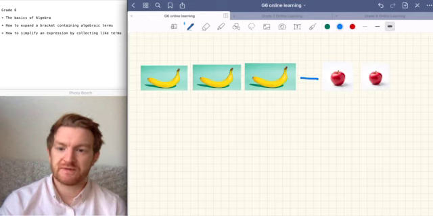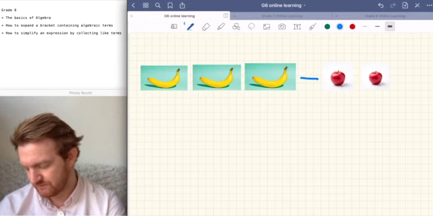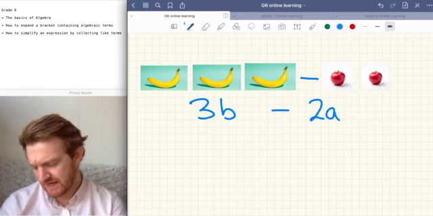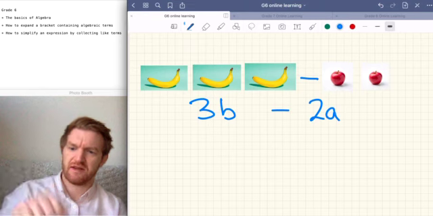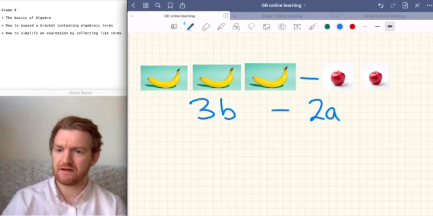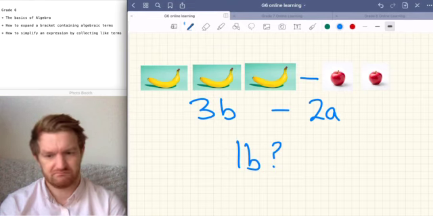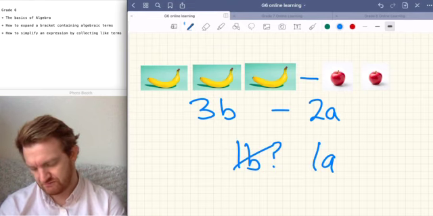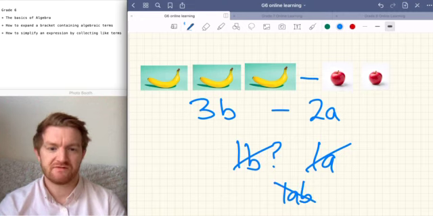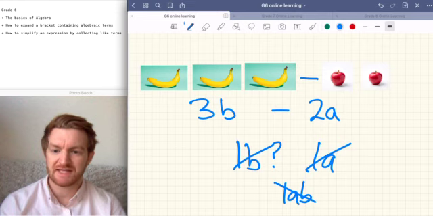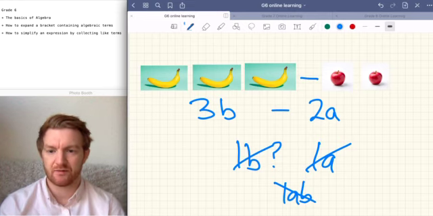We can also, as we know from maths, subtract. What about if we had 3 bananas take away 2 apples? Well, can we say if I have a basket of fruit with 3 bananas in it and I take out 2 apples, does that mean I've got 1 banana? No. 1 apple? No. 1 apple banana? No. We've just got 3 bananas and we're taking away 2 apples. So in algebra, separate letters stay separate.